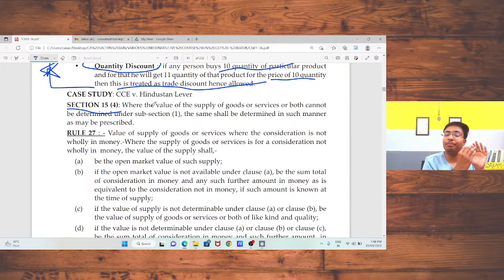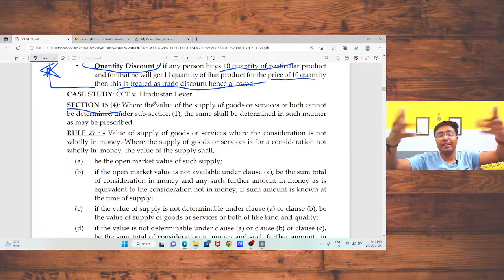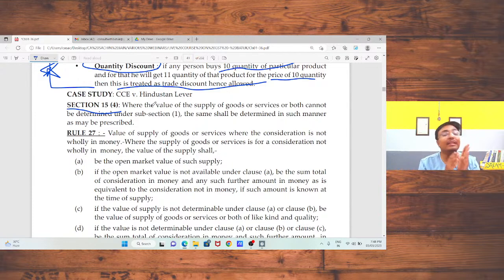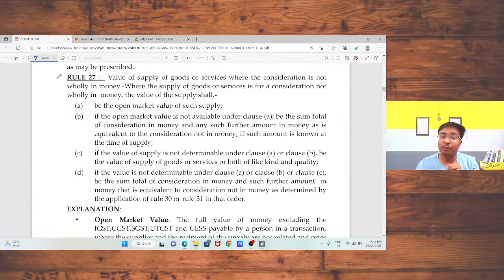in those situations in which price is the sole consideration and supplier and recipient are not related persons, you can go with the transaction value and add those things which we had discussed. Okay, now if supplier and recipient are related persons, or price is not the sole consideration, there is something other than price, in that case you need to take the reference of various rules. So first we are going to discuss rule number 27.